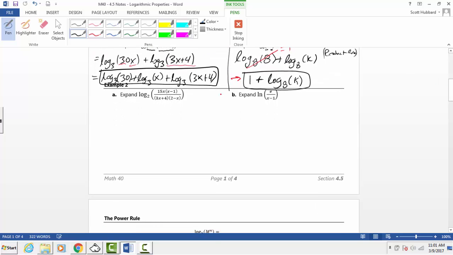Alright, let's take a look at these next few. So this is log base 2. So again, I have a quotient rule first. So I have top here and I have bottom here. So we'll do it first as a quotient rule. So it's log base 2 of the top, which is 15x times x minus 1. Okay, it's going to be minus log base 2 of the bottom, 3x plus 4 times 2 minus x. I'll put that in a big bracket.